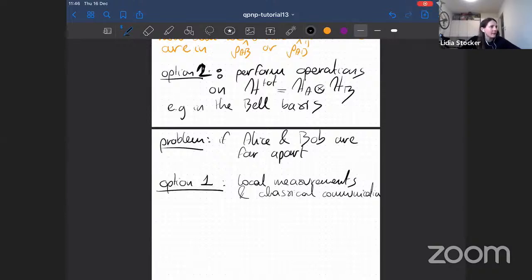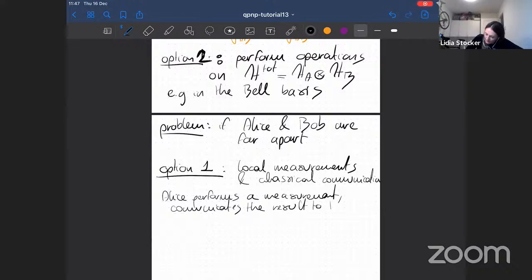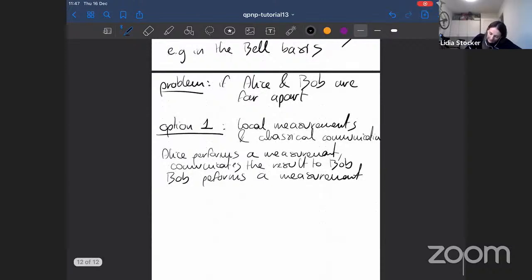And what's the idea here? What do we mean with classical communication? Alice performs a measurement and communicates the result to Bob, and Bob performs a measurement. So in other words, if Alice measures 0, what does Bob measure?